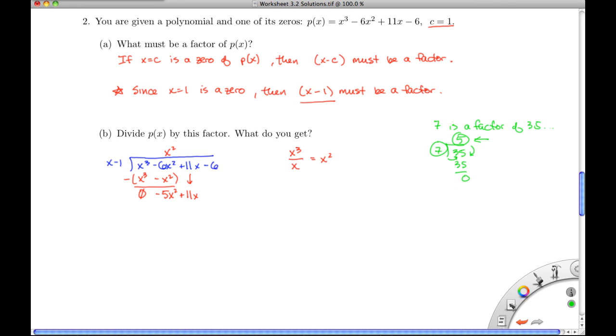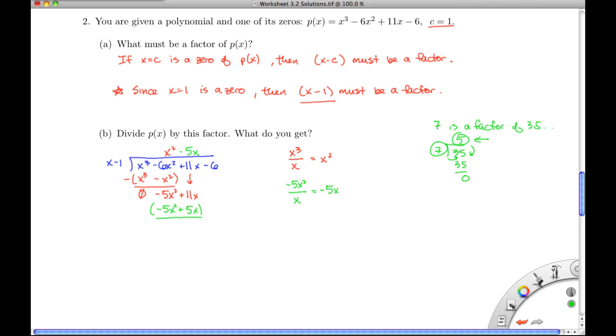So now we'll take the minus 5x squared, the lead term of our new line, and divide it by the lead term of our divisor, which in this case is x. This is going to simplify to minus 5x. So we put the minus 5x up top, and we distribute it through. Minus 5x times minus 1 is going to give us positive 5x. Minus 5x times x will give us minus 5x squared.